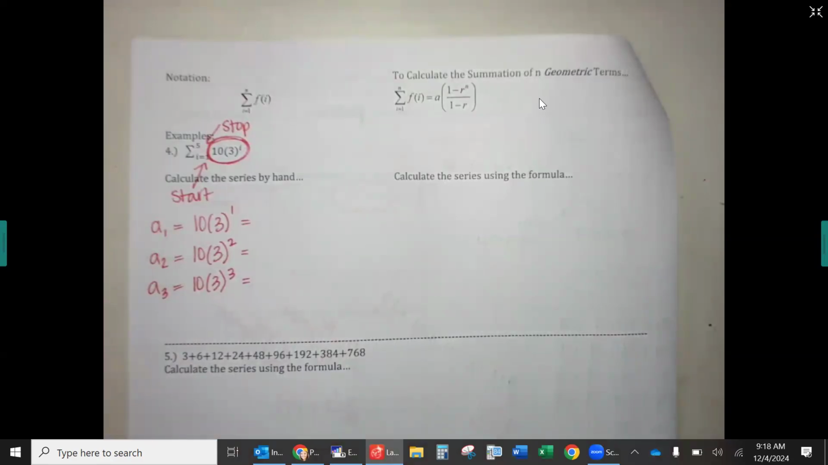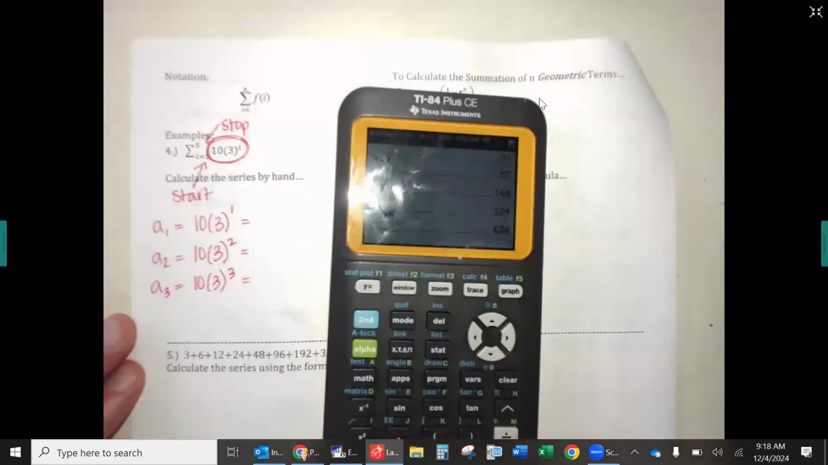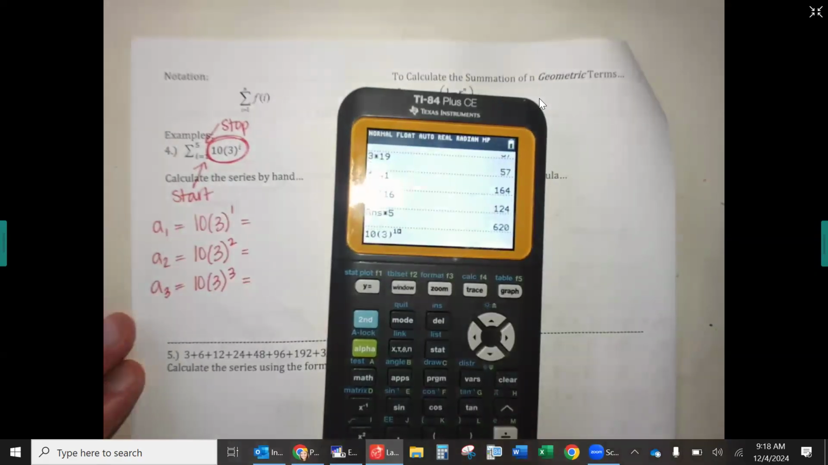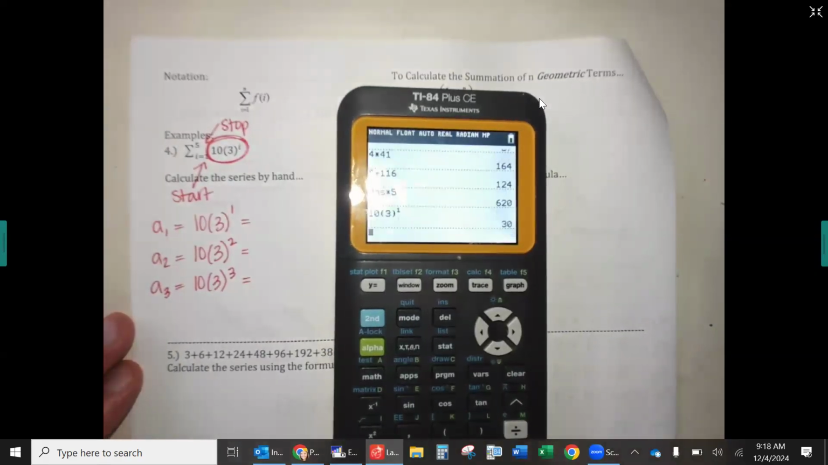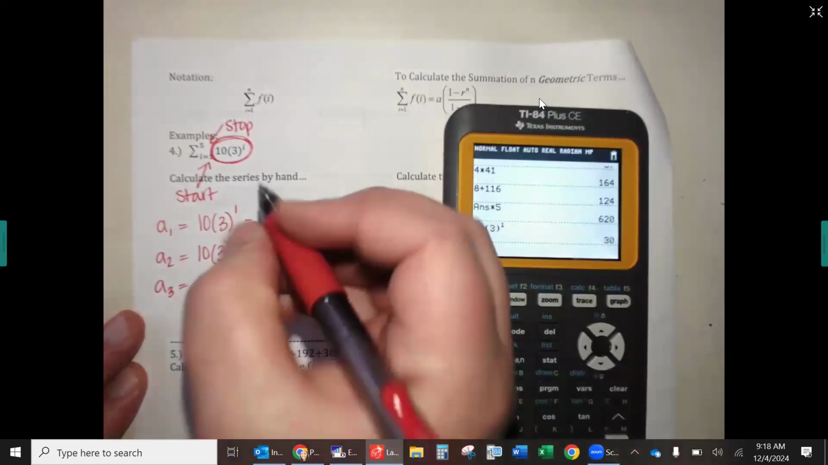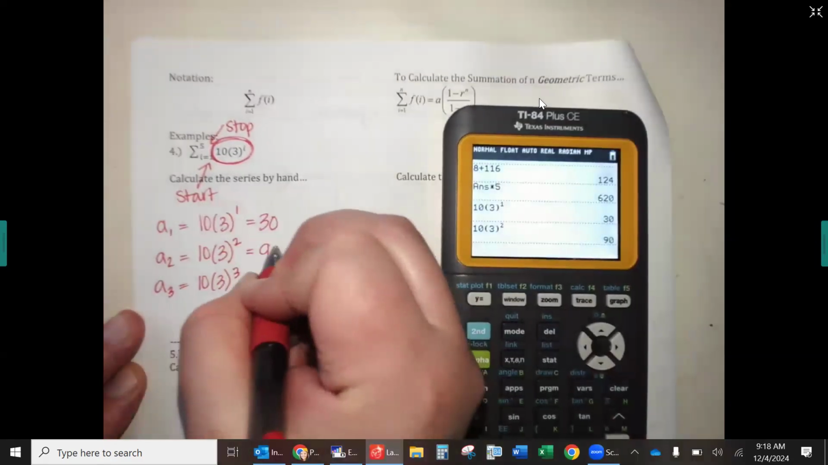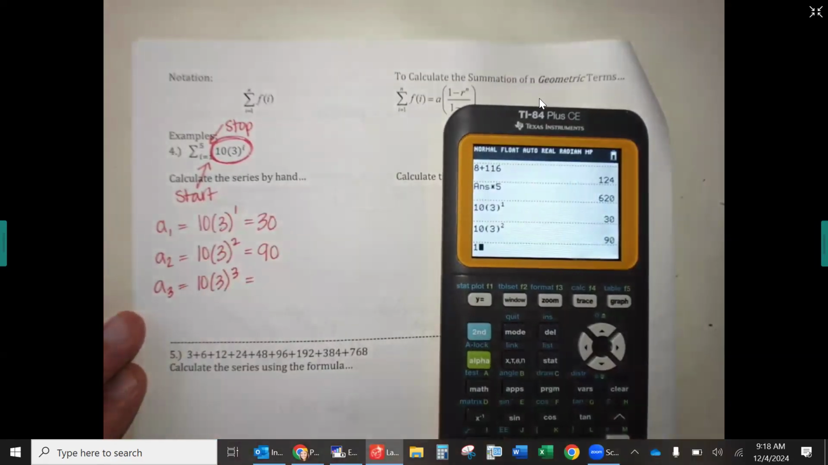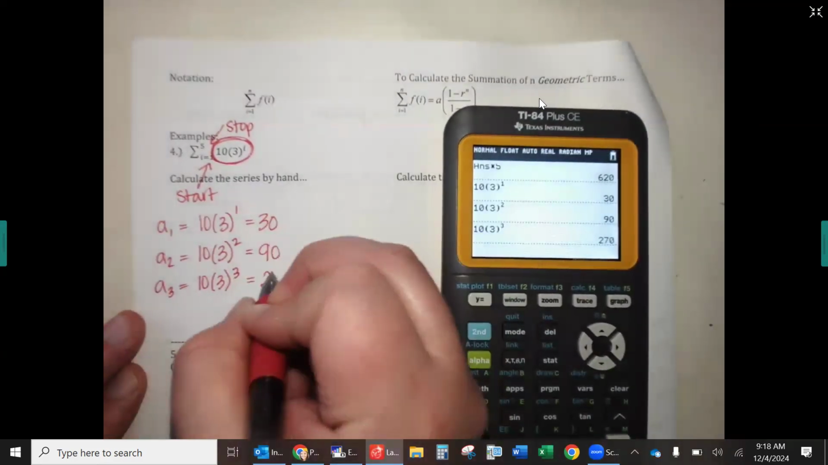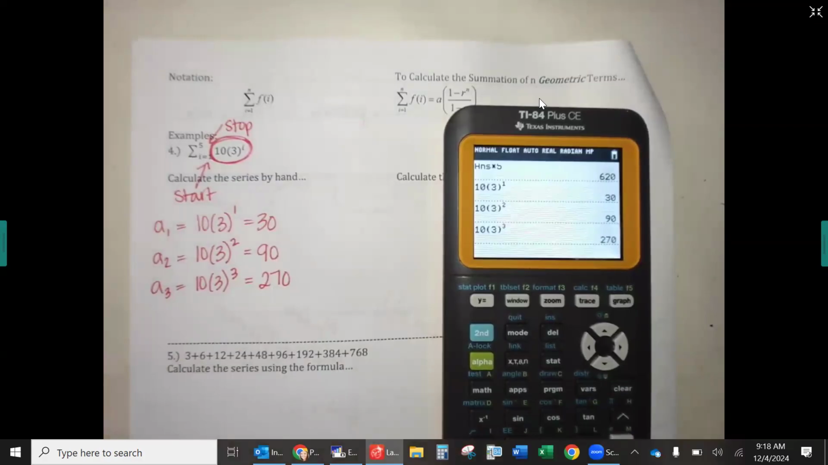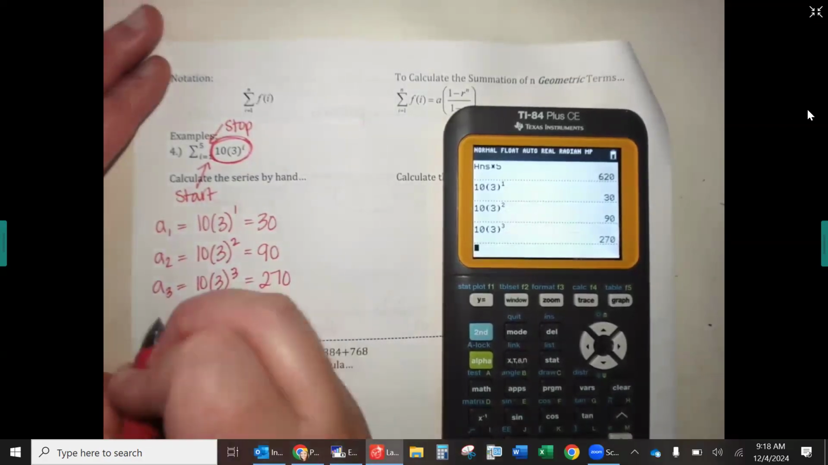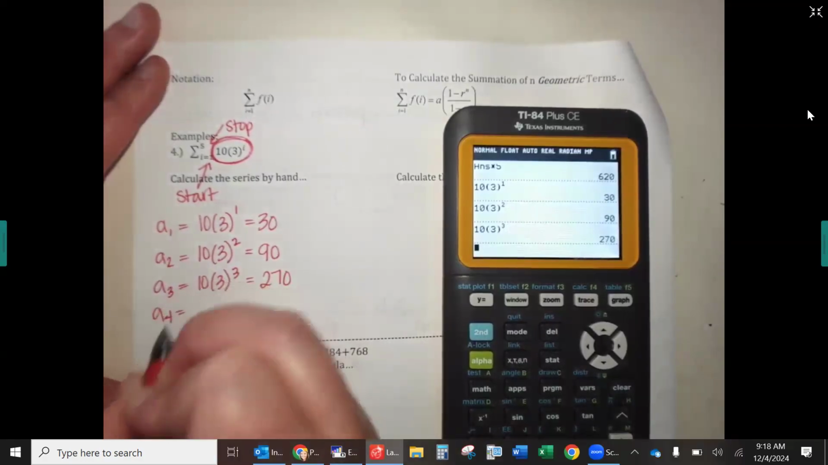again. So first let's do 10 times 3 to the 1. Okay, I got 30. Next one is 10 times 3 to the 2. 90. 10 times 3 to the 3. 270. Can we identify what the pattern is? What is it? Yeah, times 3 each time.